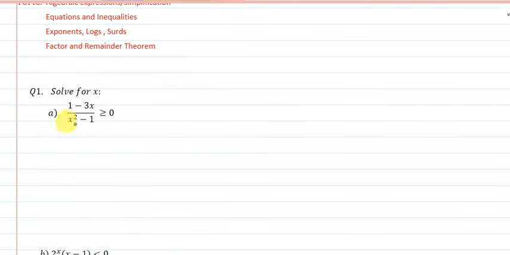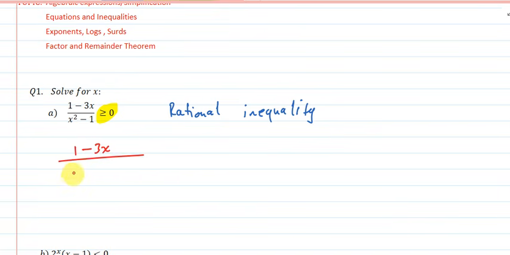1 minus 3x. Remember, this is a rational inequality, right? What we do in a rational inequality is make sure that this side is always greater than or equal to 0. So what we do is we make the numerator equal to 0 to get critical values. So we have to go and factorize this entire expression and do not drop the denominator. So (1 minus 3x) over (x plus 1) into (x minus 1) is greater than or equal to 0.